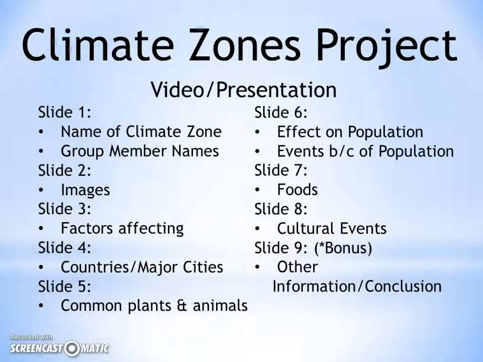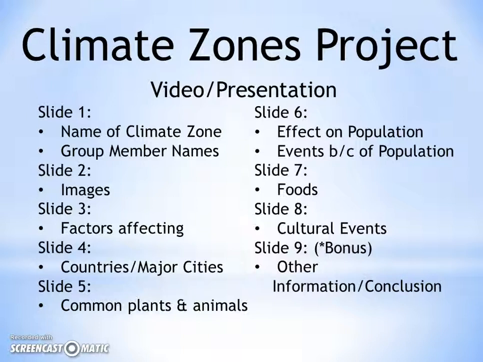So your climate zone projects, and that's really what you're going to work on today. If you're doing a video or if you're doing a presentation, you need to have 9 slides, or at least 8. So slide number 1 should be the name of your climate zone and your group members' names. Slide 2 should be just images that you've pulled for that climate zone. Slide 3 should be any factors that affect your climate. Slide 4, any countries or major cities that are in your climate zone. Slide 5, common plants and animals found in your climate zone.